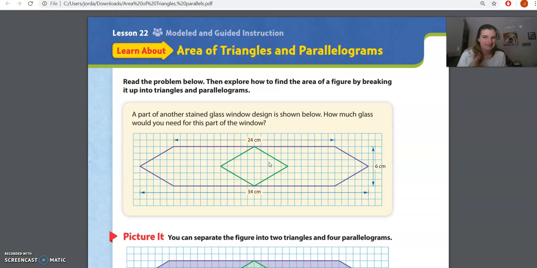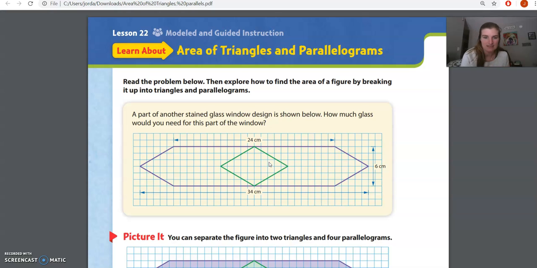Okay, so I'm just going to help you through these a little bit, kind of get you thinking, but I'm not going to do all of them for you, just going to give you some ideas. Okay, so the first one, read the problem below, then explore how to find the area of a figure by breaking it up into triangles and parallelograms. A part of another stained glass window design is shown below. How much glass would you need for this part of the window?